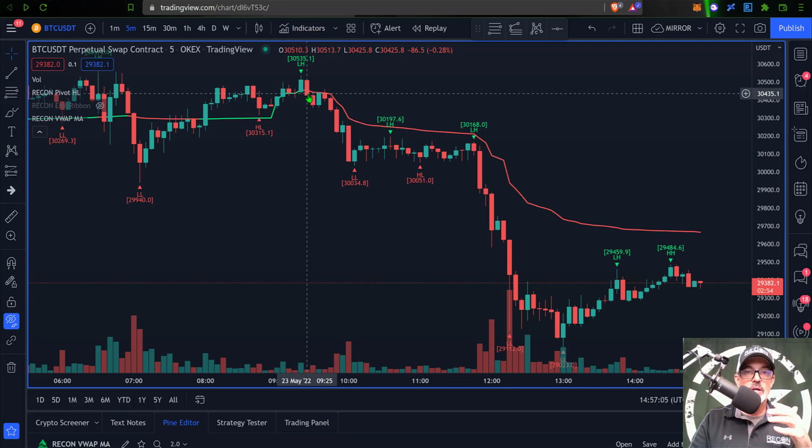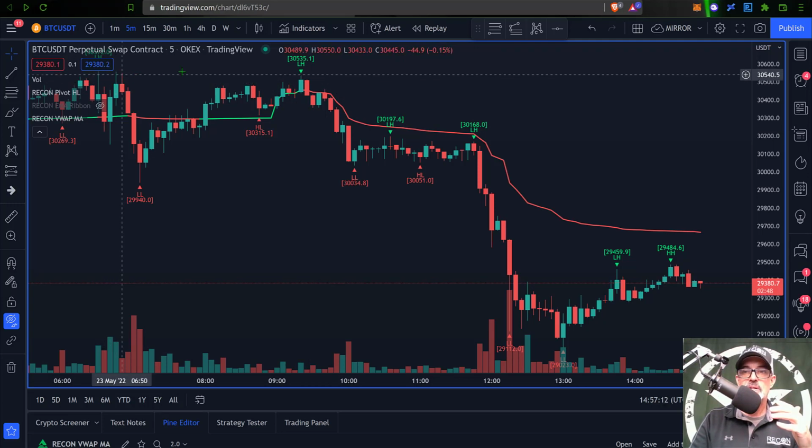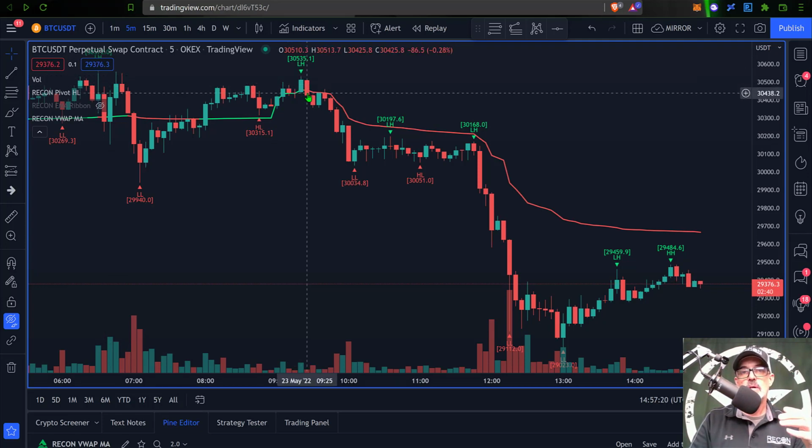What I would have entered the trade on would have been the fact that we had almost like a double top. We had a lot of resistance up at this level at around 30,500. And so when the price rejected at that level and got below VWAP, that would have been enough intel to perhaps enter a trade.